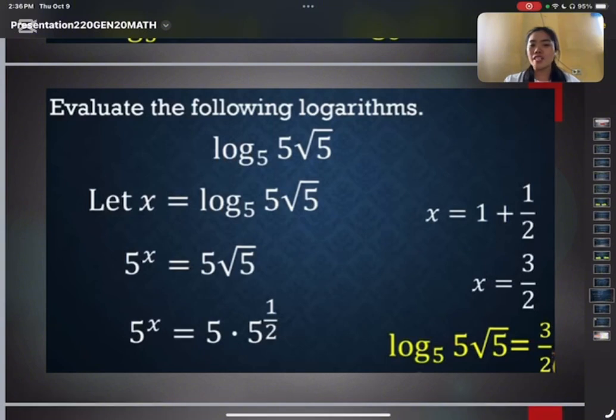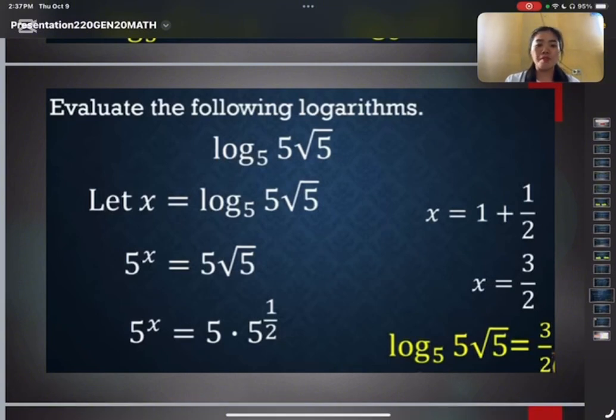Now let x is equal to log 5 square root of 5 with base 5. Then express this one into exponential form or equation. So that would be 5 raised to the power of x is equal to 5 square root of 5. Now our base on the left side is 5, and on the right side, we have 5 square root of 5. We have to express this one with base 5.